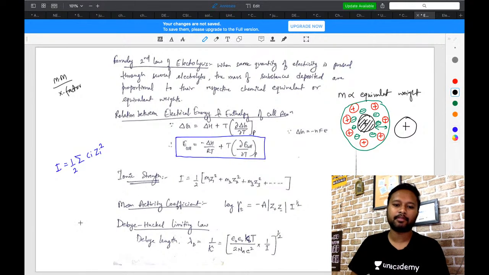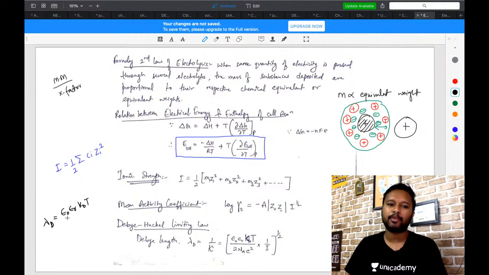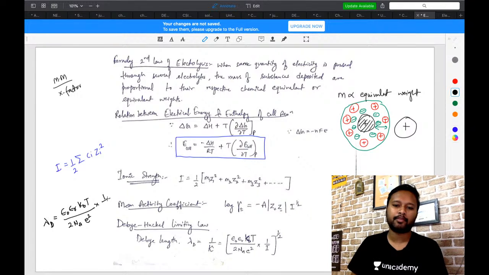So Debye length is given by this formula, lambda d, and you just have to see there are other terms over here. Okay, I'll just write it down. So Debye length lambda d is equal to (epsilon naught epsilon r kB T divided by 2 N_A e squared multiplied by 1 upon I) whole to the power 1 by 2. All these are constants: epsilon naught is the permittivity of free space, epsilon r is the relative permittivity, kB is the Boltzmann constant, T is the temperature, N_A is Avogadro's number, and e is the charge of the electron.